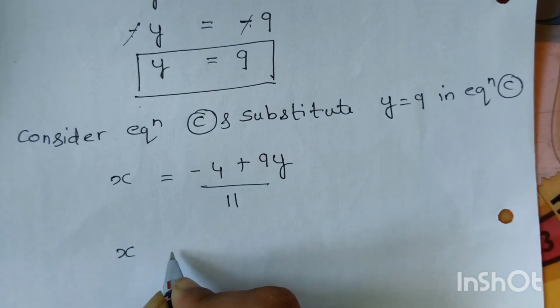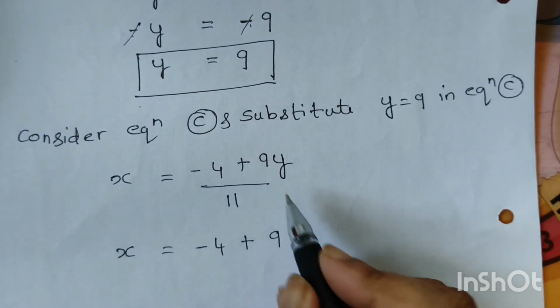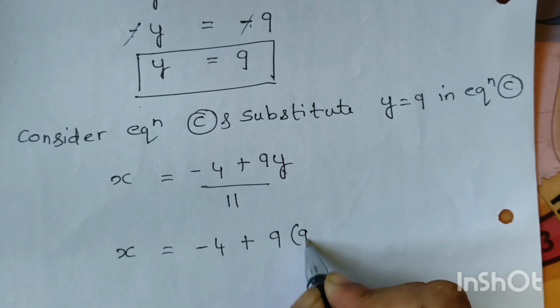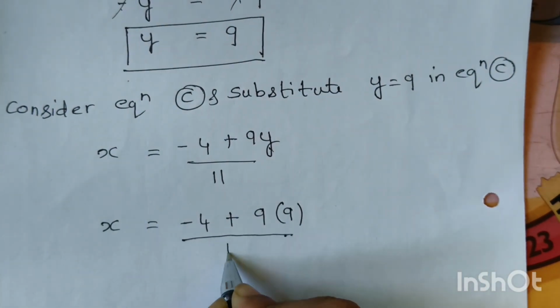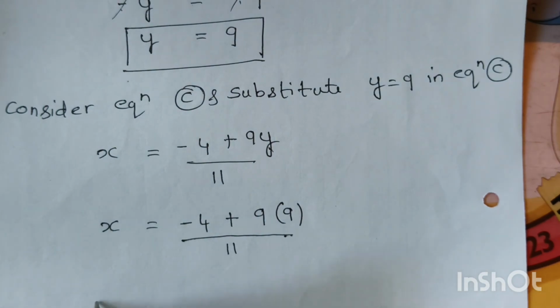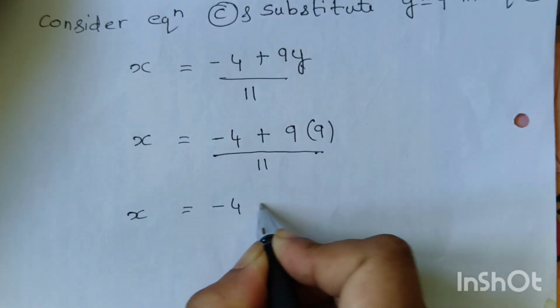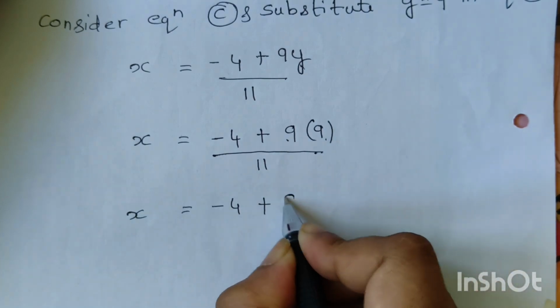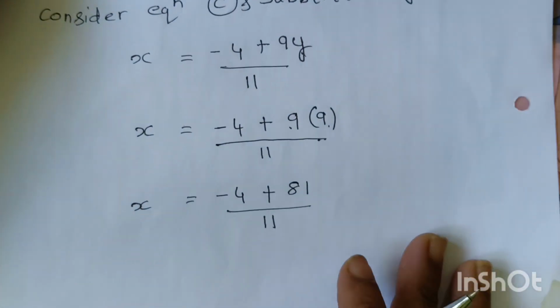X is equal to minus 4 plus 9 into y. The value of y is 9. Therefore, into 9 divided by 11. X is equal to minus 4, 9 nines are 81, divided by 11.